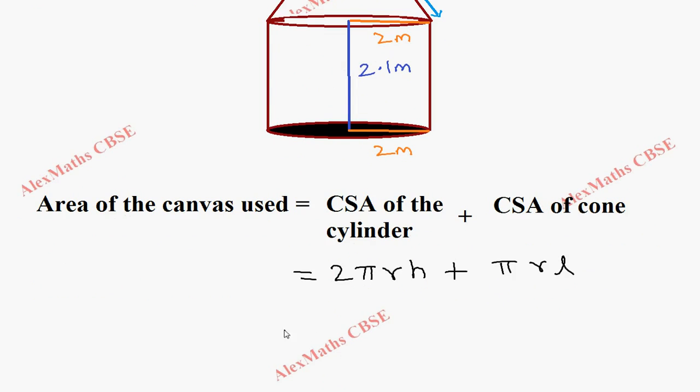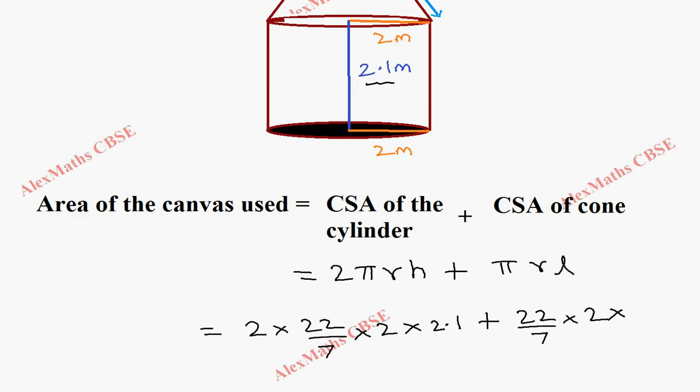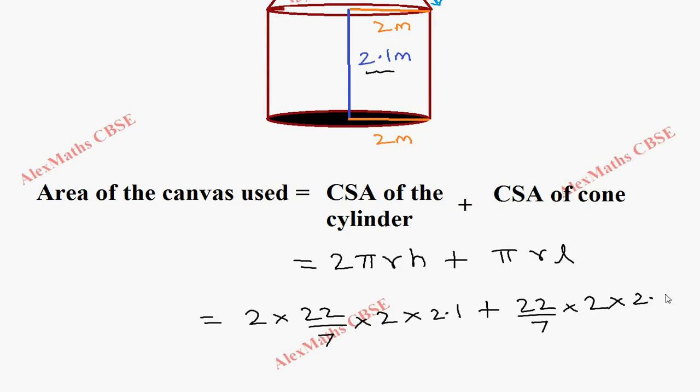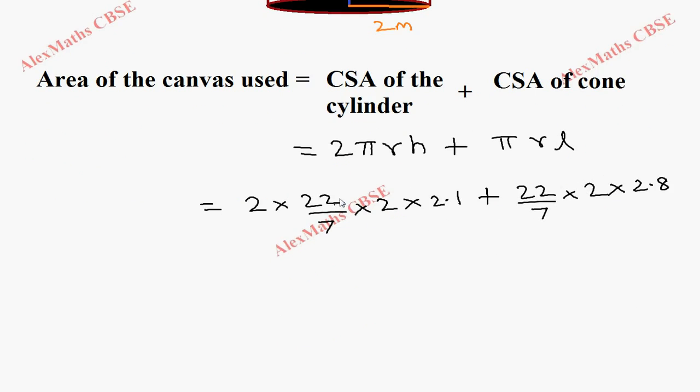Now we are going to substitute the values: 2 into pi, which is 22 by 7, radius is 2 and height of the cylinder is 2.1. Plus again pi is 22 by 7, radius is 2 and L value is 2.8, that is the slant height of the conical part. Now we can cancel this 7 and 2.1, which gives 0.3. Similarly, this 7 and 2.8, which gives 0.4.